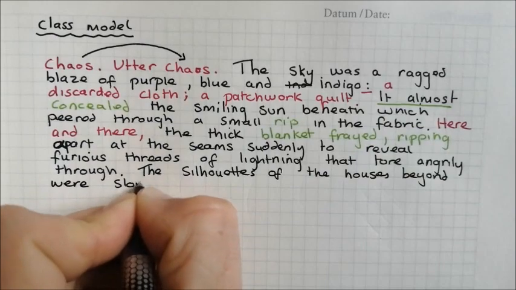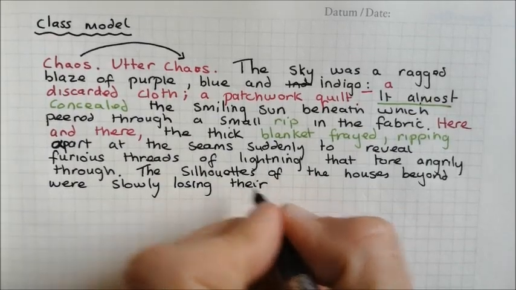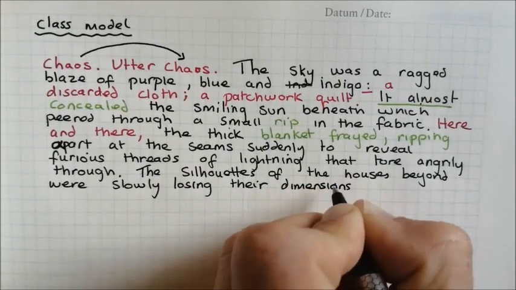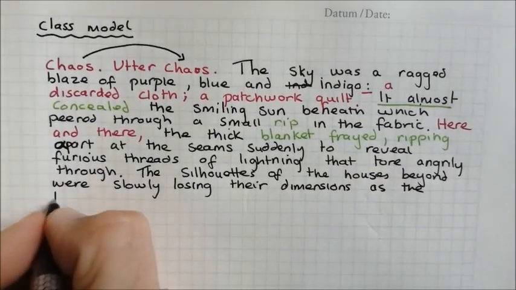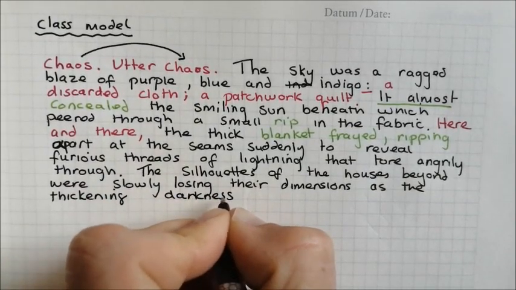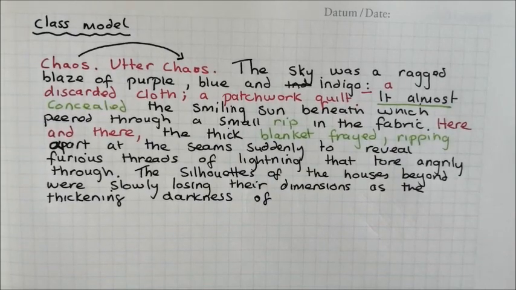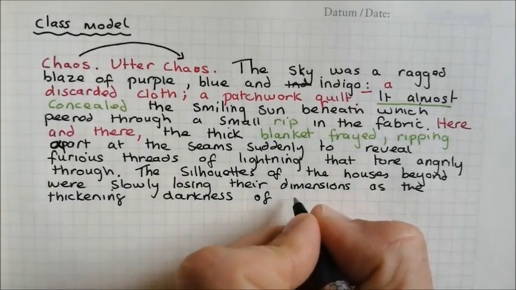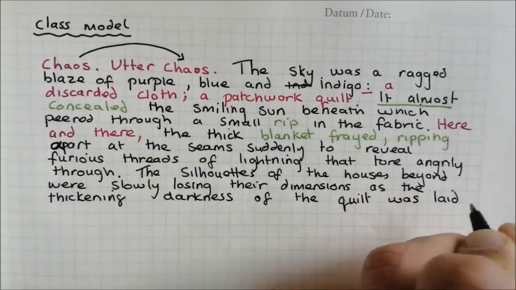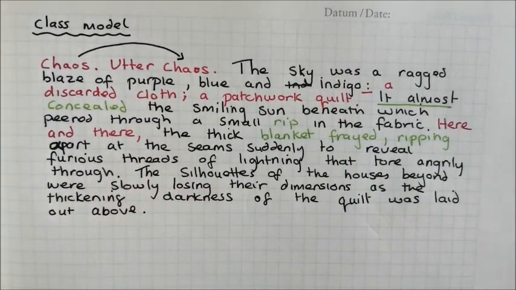were slowly losing their shape, their form, their dimension. Yeah, their dimensions as the thickening darkness of, like, keeping back with my metaphor, the thickening darkness of my quilt was laid above. Darkness of the quilt was laid out above. So that's the kind of thing that I want you to slowly walk towards.